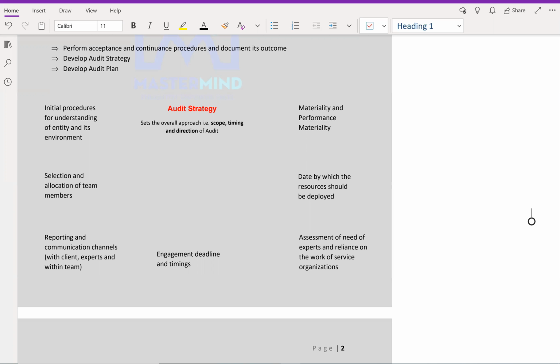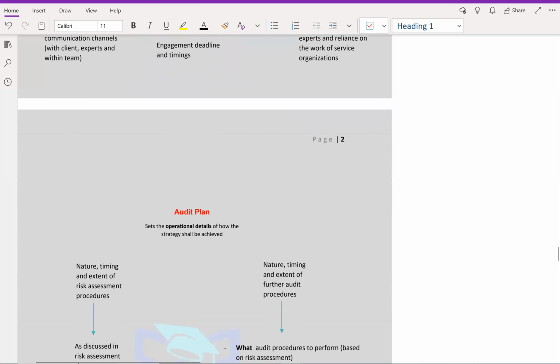Materiality and performance. Like I told you guys, overall materiality and your performance materiality need to be assessed or calculated during the time you're making your audit strategy. So the point is, it sets the overall approach, which I've mentioned over here, that is the scope, timing, and direction of the audit.